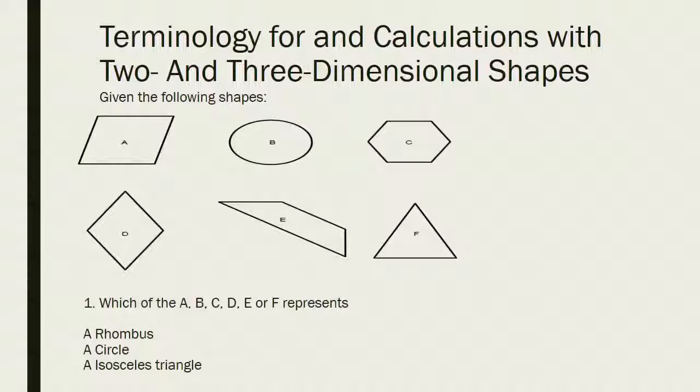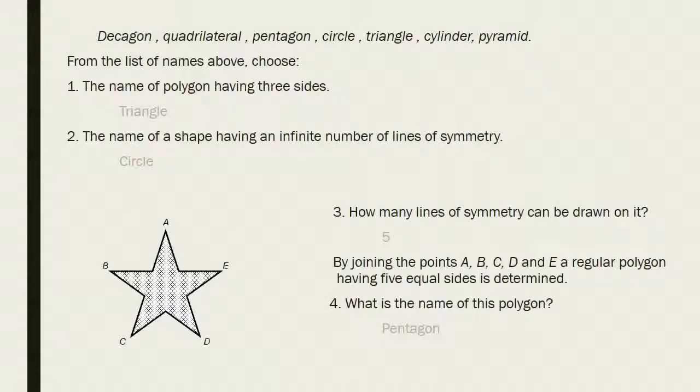Now shapes: you should be able to identify the shapes. If they ask which one is the circle, you can point out that B is a circle. Which one is a rhombus? It's diamond shaped, with two equal sides and angles, so it's D. An isosceles triangle is the one with equal sides, so you should know that it's F.